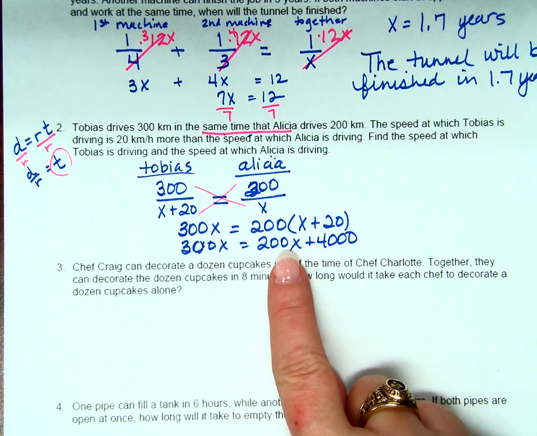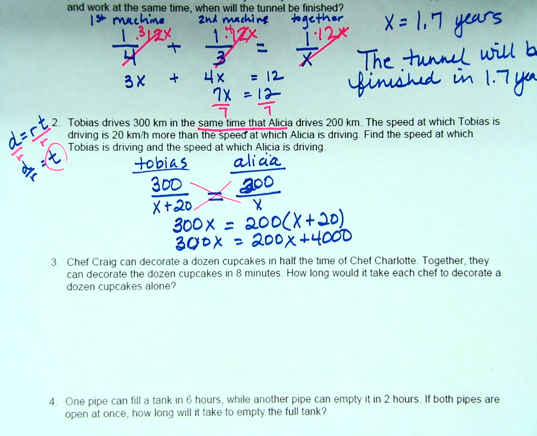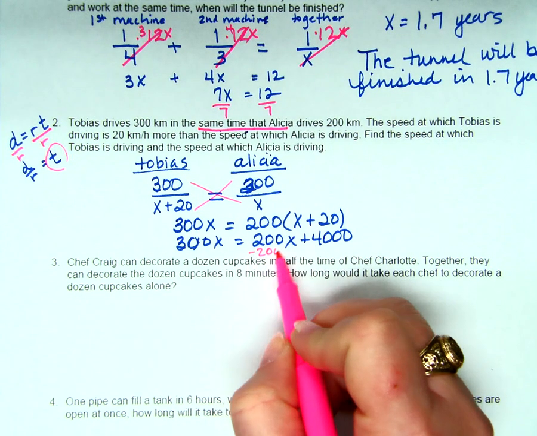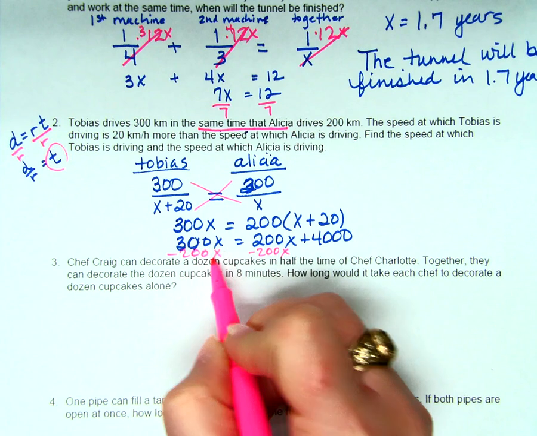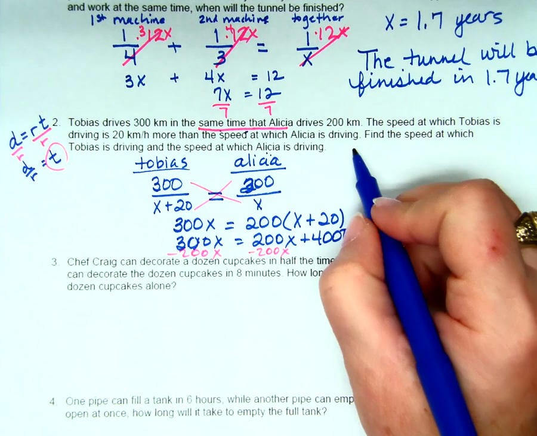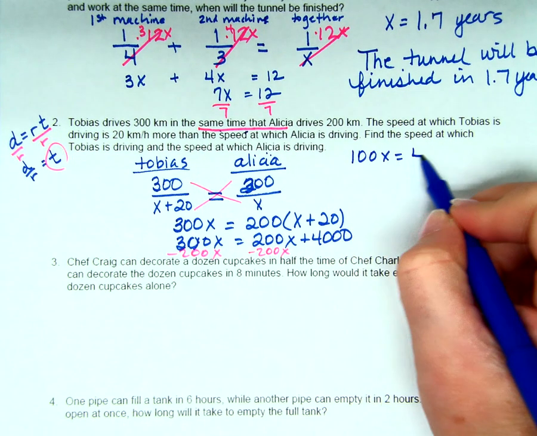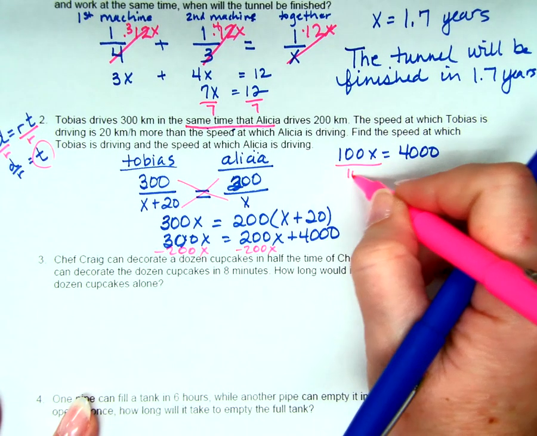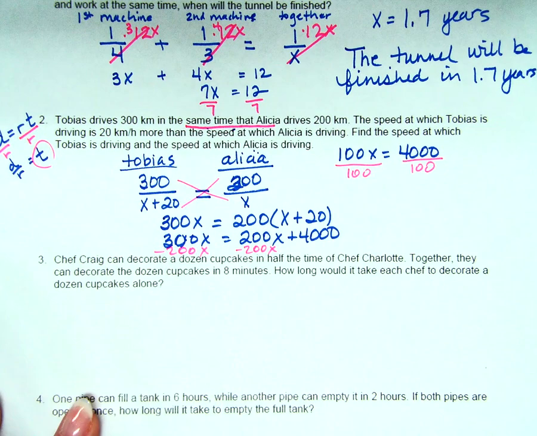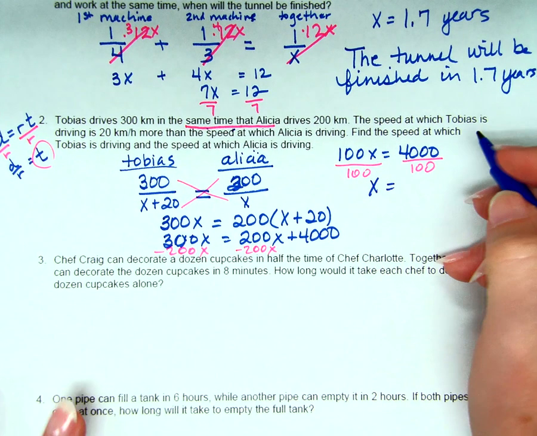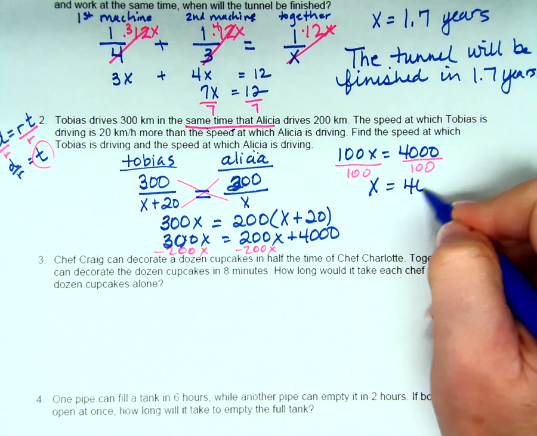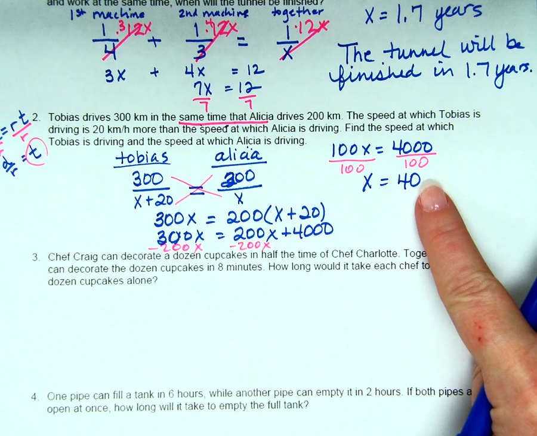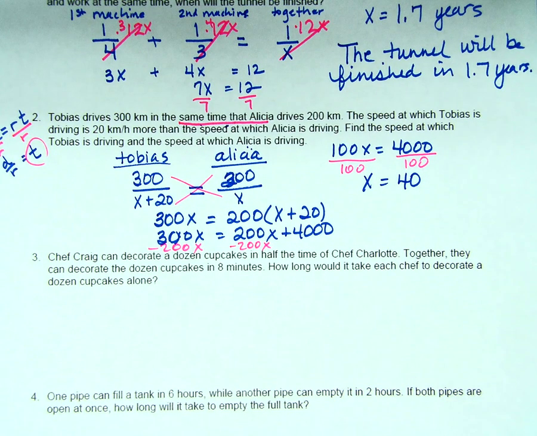So, how do I go about solving this problem? So you want me to subtract 200x from both sides? So I get 100x equals 4,000. So to solve for x, I divide by 100, right? What does x equal? 40. This answers the equation. What answers the question?